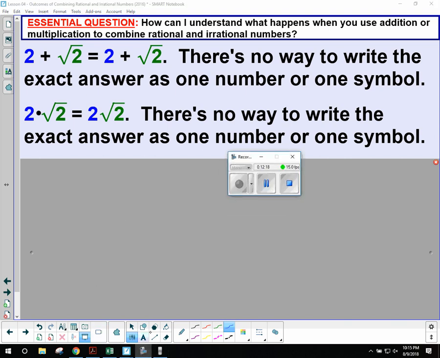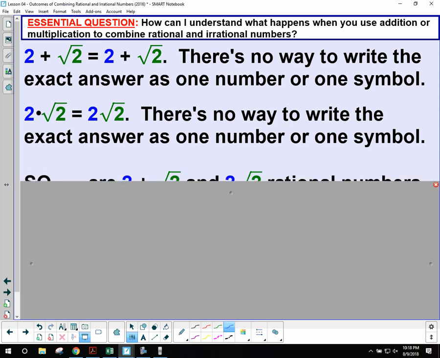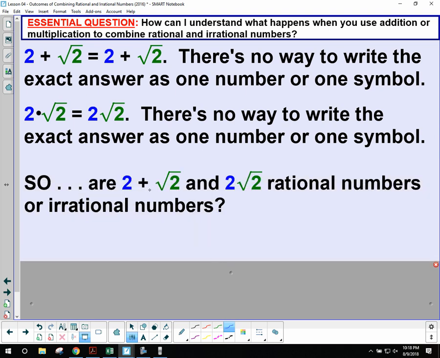Alright, so 2 plus root 2 equals 2 plus root 2. There's no way to write that exact answer as one number or one symbol. Same thing for 2 times root 2 equals 2 root 2. There's no way to write that exact answer as one number or symbol. But this is almost like common sense. Okay, guys? So, are 2 plus root 2 and 2 root 2 rational numbers or irrational numbers? Well, the fact that they've got this root 2 tagged on, they're going to be irrational numbers. Okay?